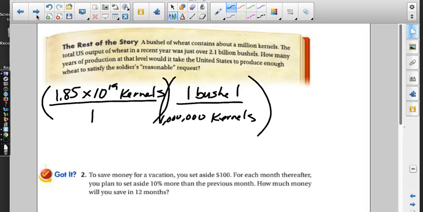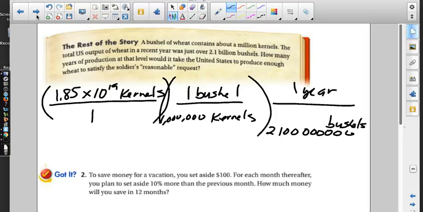So now what I have to do is figure out how many bushels we're talking about here. So I go back up here and I realize in 1 year, the US produced 2.1 billion bushels. So I need something with bushels down here. 1 year, 2.1 billion, that'd be billion. There's your millions. So that'll tell us how many years it would take for the United States to grant his request.